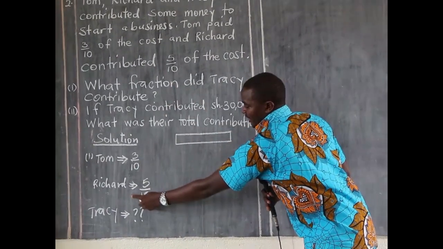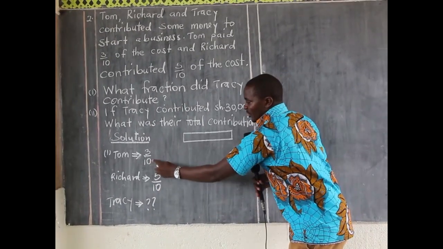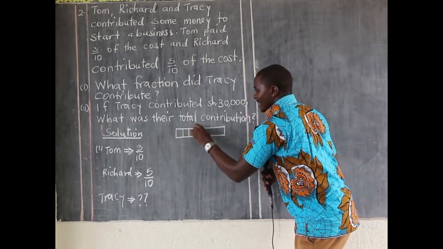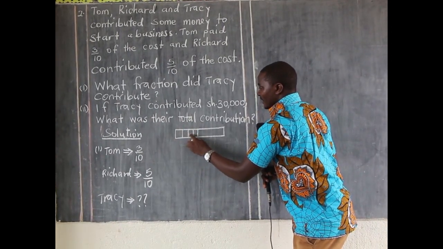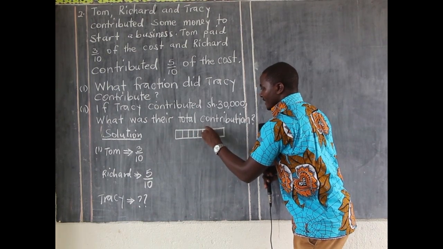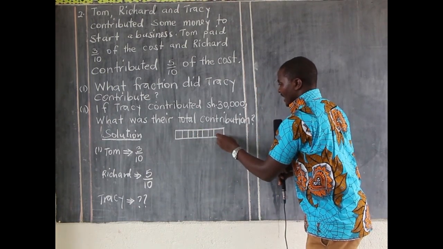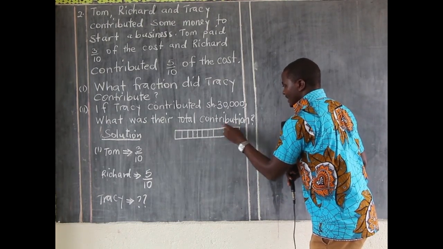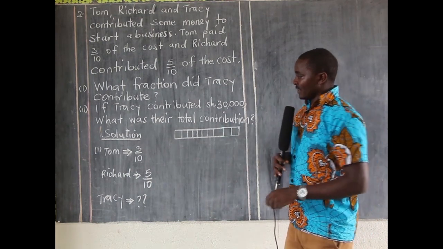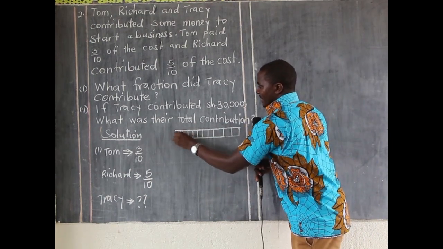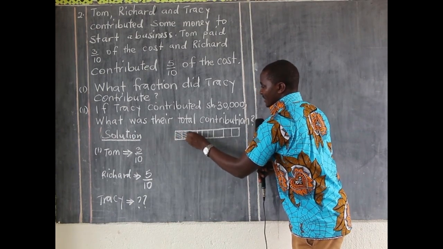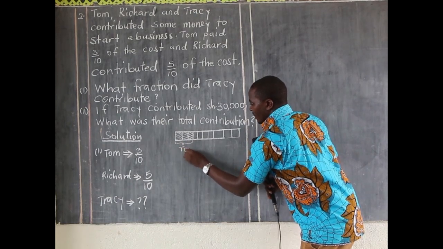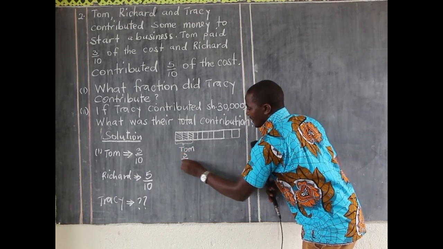Tom, 3 out of 10. Richard, 5 out of 10. Meaning that the total parts are 10. So I will divide this one into 10 equal parts. 1, 2, 3, 4, 5, 6, 7, 8. This is 9. And this is 10. So Tom has 3 parts out of the 10 parts. So this is Tom with 3 out of 10.